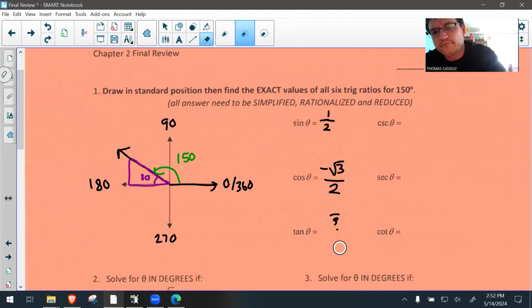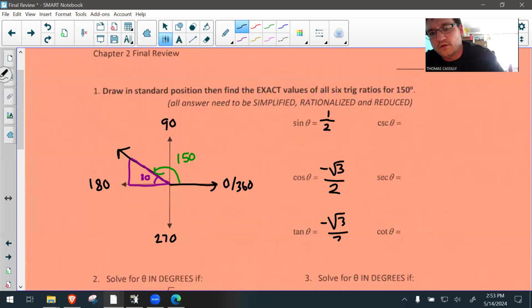Let me try that again. Negative square root of 3 over 3. Right, and that all has to do with the reference angle. Let's see here. All answers exact trig ratio, so we're good. Now we just need the reciprocals. All right, so flip them all upside down.